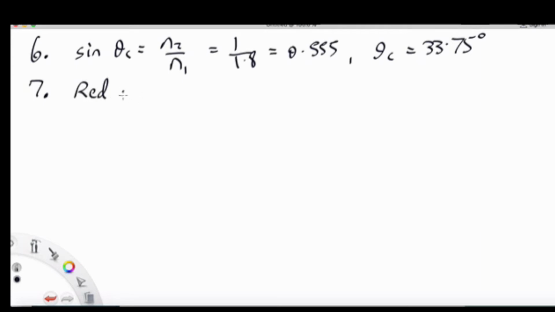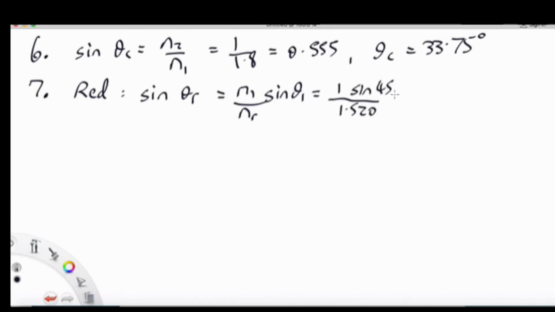Now number 7, let's start with the red light. Sine of the refracted angle for red is N1 over the refractive index for red times sine theta 1, which is 1 times sine 45 over 1.520. So the angle for red is 27.7233 degrees.